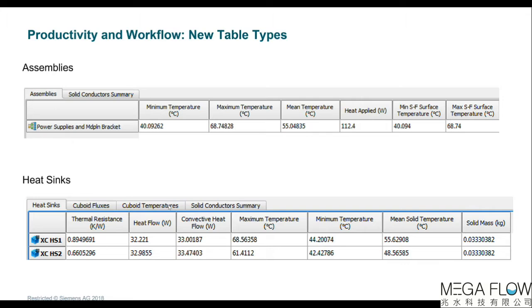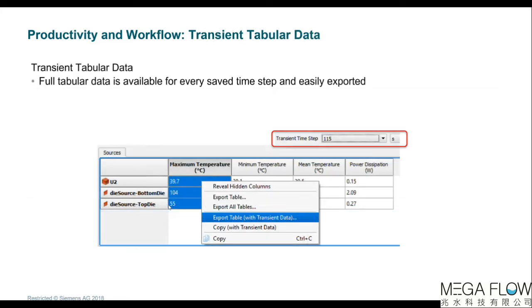If you select the heatsink, then tables will report the thermal resistance of the heatsink, the heat flowing through the base, min, max, mean temperature, and the solid mass of the heatsink as well. So each object type in Simcenter Flotherm 2019.2 will have its own table type that will appear if you select those types of objects.